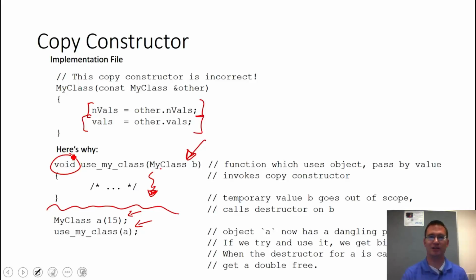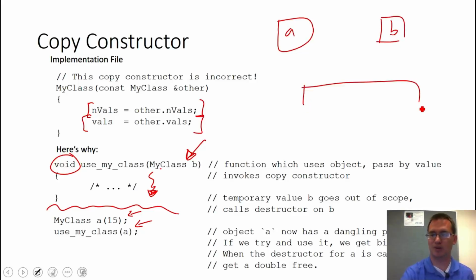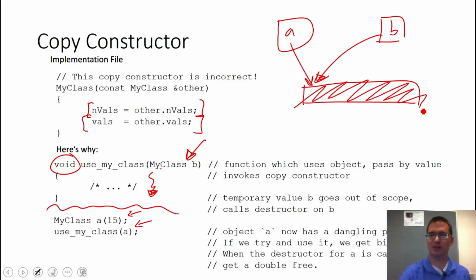And B deletes the block of memory that they are both looking at. So if this is A, and this is B, and here's the block of memory, A has a pointer to it, and B has a pointer to it. So when B goes out of scope, it deletes it, saying, okay, I'm done with it, don't need it anymore. But A doesn't know that. And so A now has what's called a dangling pointer. It's pointing to something that doesn't exist.